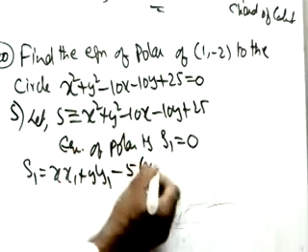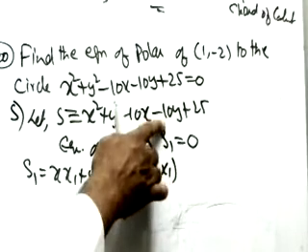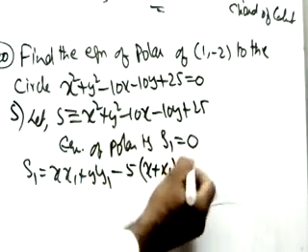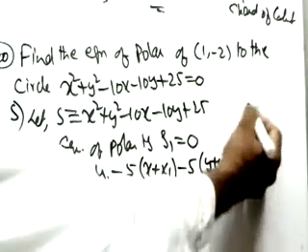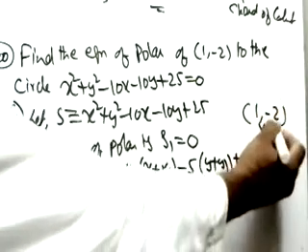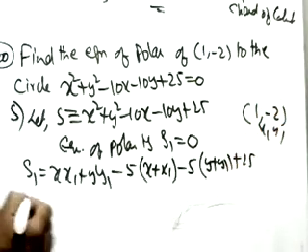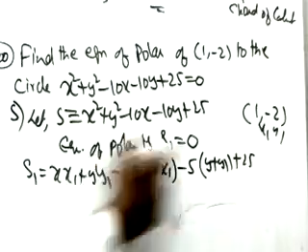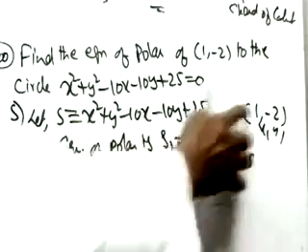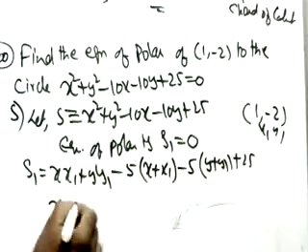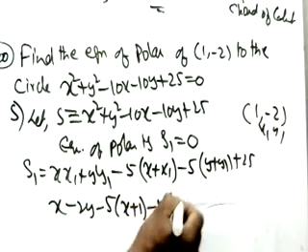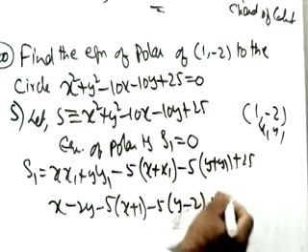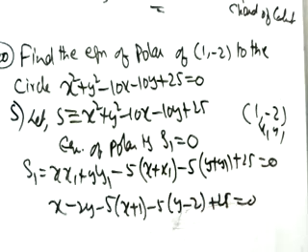Reduce this by 2. 10 by 2 is 5, x plus x1. Reduce this by half, minus 10 half is minus 5, y plus y1, plus 25. What is the point? 1 comma minus 2. This is x1, this is y1. Now let me substitute. x1 is 1, 1 into x is x, y1, y into minus 2 is minus 2y, minus 5 into x plus x1, which is 1, minus 5 into y plus y1, which is minus 2, plus 25 equals 0.